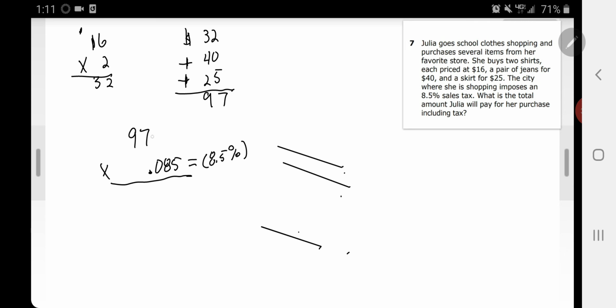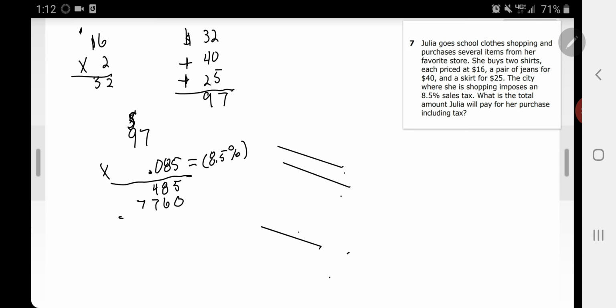So 5 times 7 is 35. Carry over 3. 5 times 9 is 45. Plus that 3 is 48. Moving on to the next number, so we need a placeholder. 8 times 7 is 56. Carry over the 5. 8 times 9 is 72. Plus that 5 is 77.